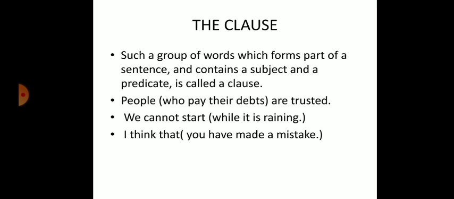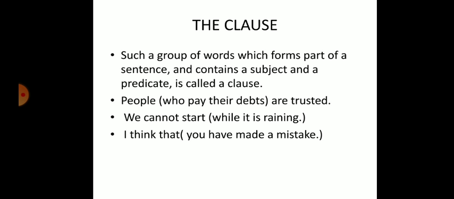Look at the second example. We cannot start (while it is raining). While it is raining is communicating a complete sense. Secondly, it is a group of words. Thirdly, it has its own subject, it, and its predicate is raining.